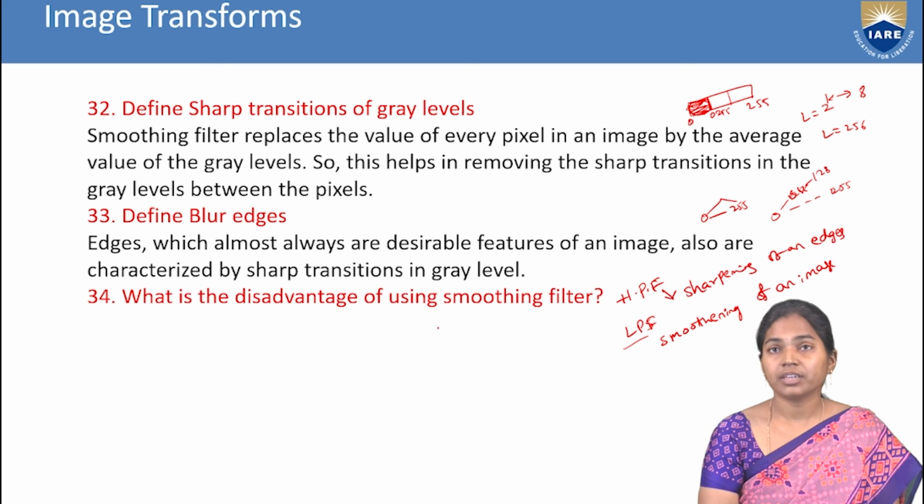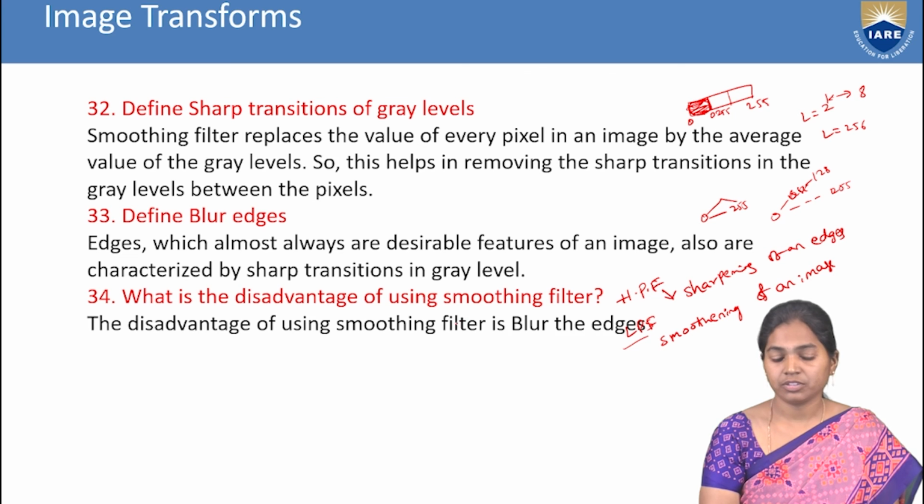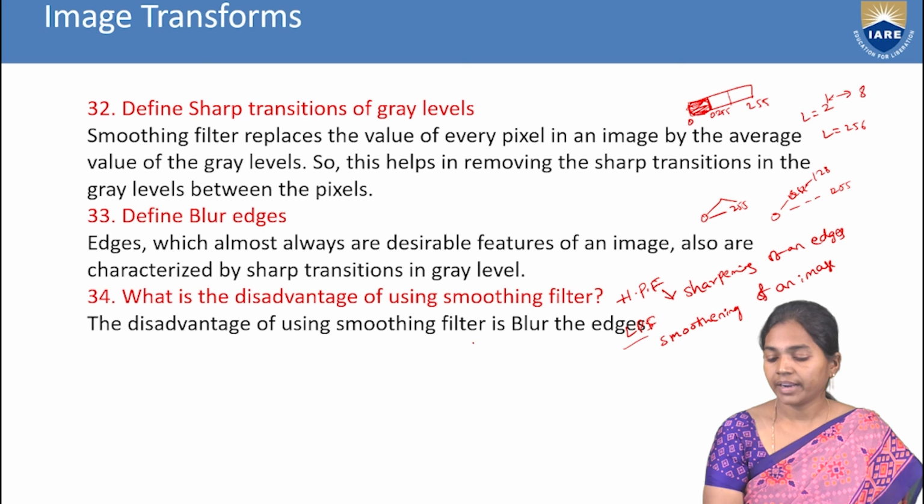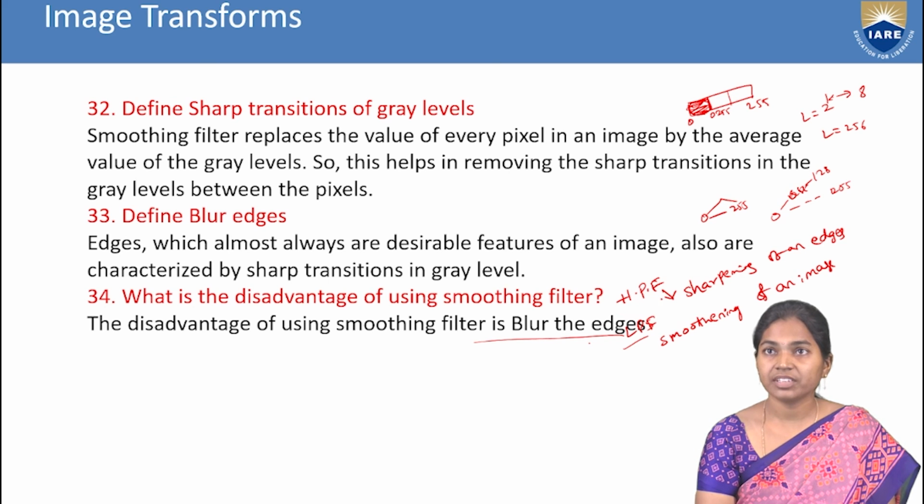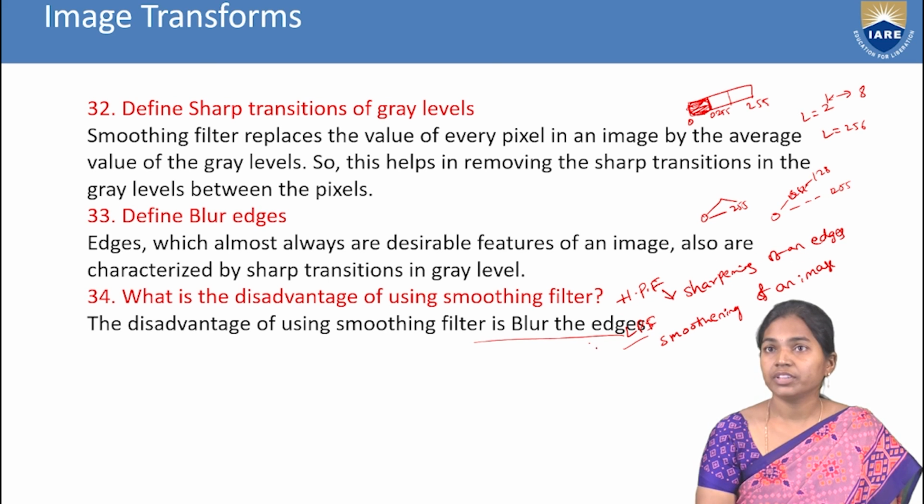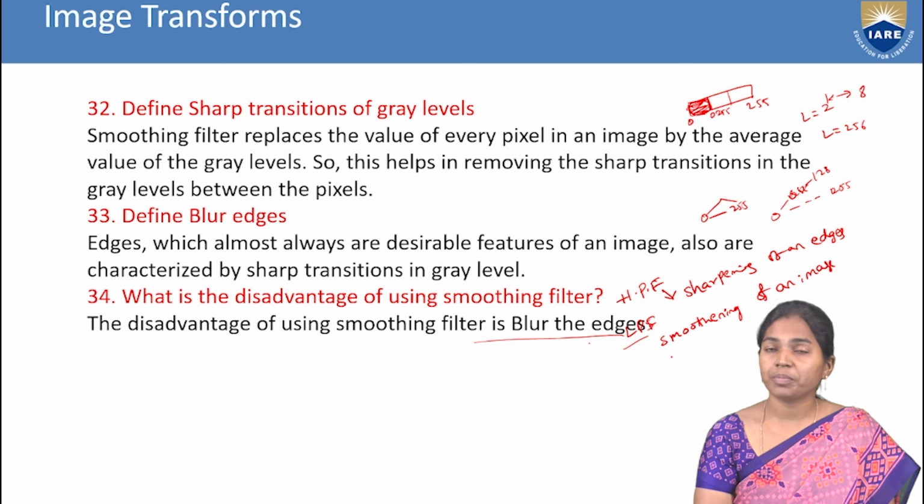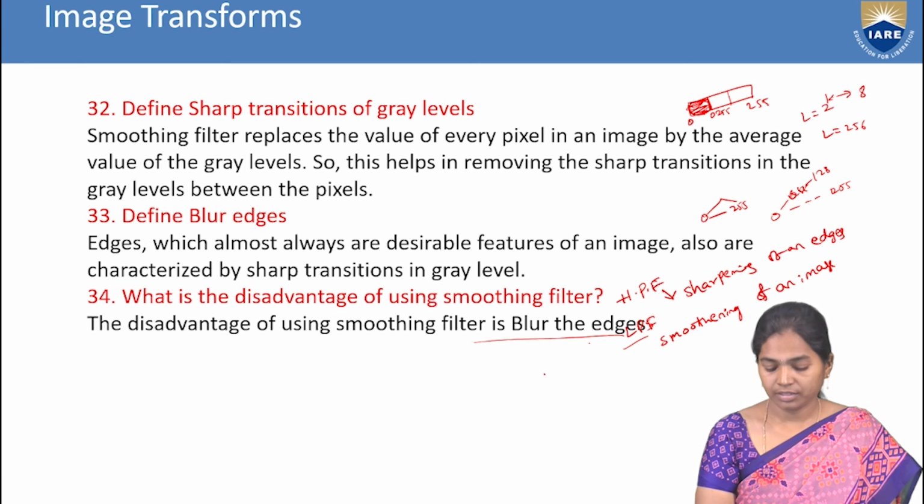And what is the disadvantage of using a smoothing filter? The disadvantage of using a smoothing filter is that it blurs the edges. With the use of a high pass filter, we get sharpening of edges. A smoothing filter is nothing but a low pass filter. With the use of a low pass filter, we get image smoothing, but edges are blurred.